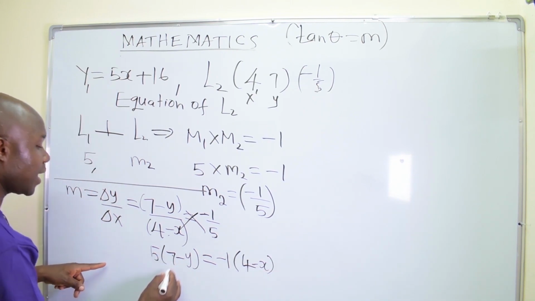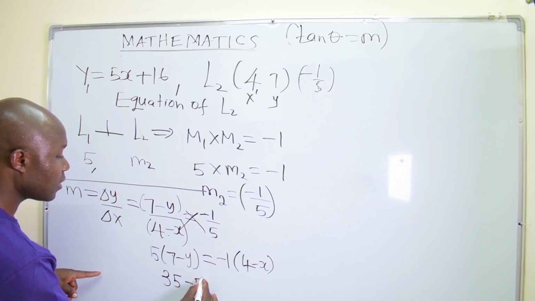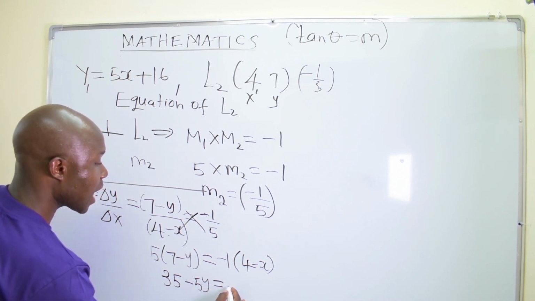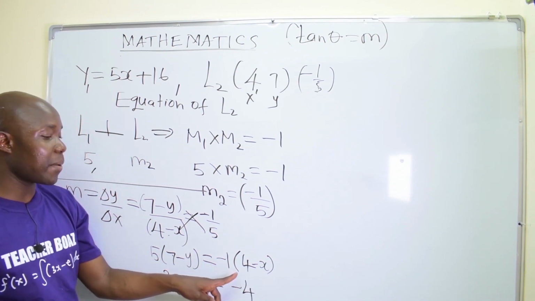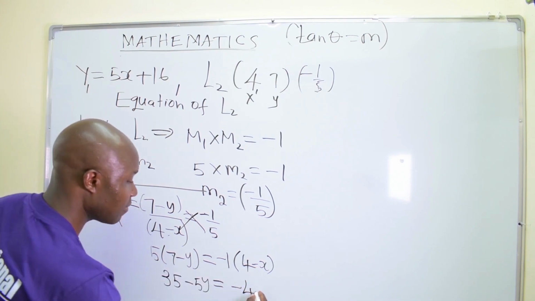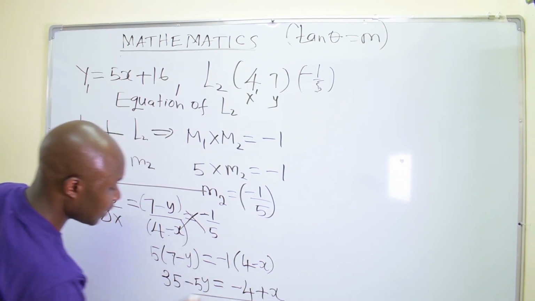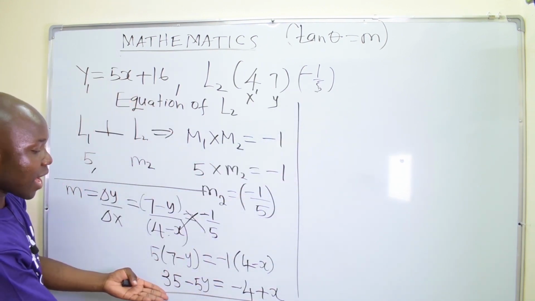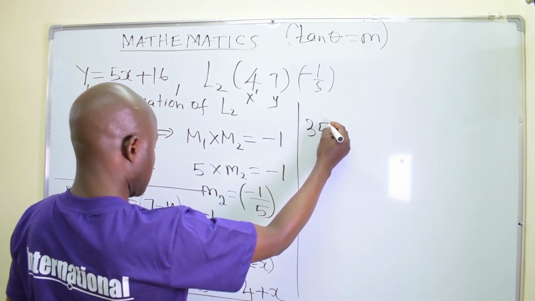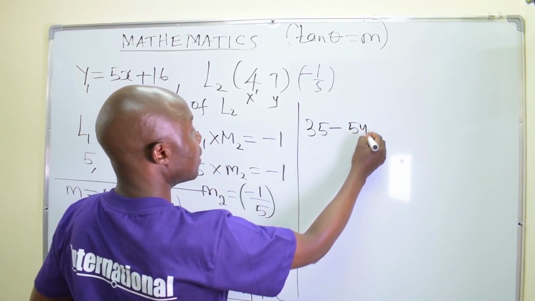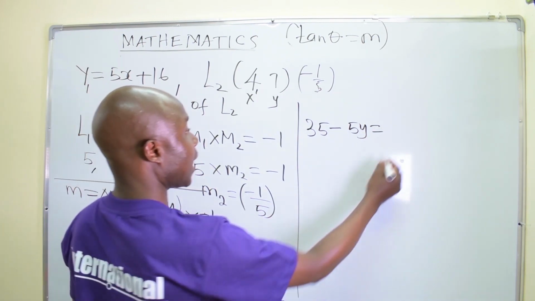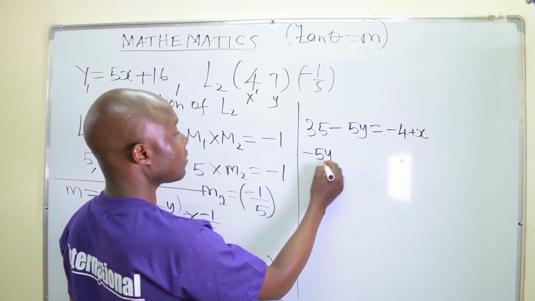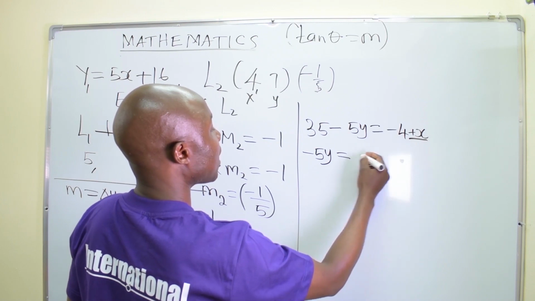Then you open the bracket. Here we get 35 minus 5y. Remember, when you say 5 times minus y, you get minus 5y. Minus 1 times 4 becomes minus 4. Remember, when a negative opens up a bracket, it changes it to a positive, so we get plus x. Then at this stage, we can collect the like terms. So if we have 35 minus 5y equals minus 4 plus x, we want to remain only with the y, so I will have my minus 5y equals plus x minus 4.